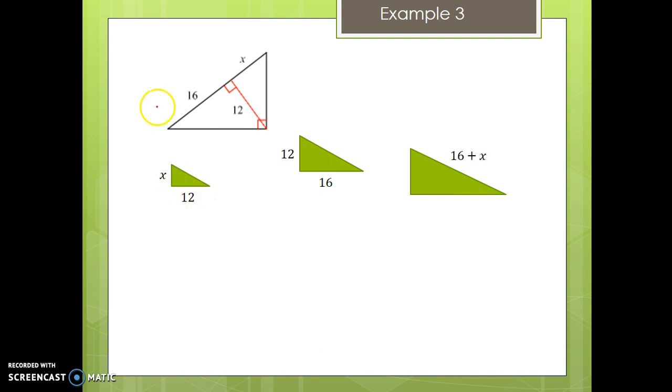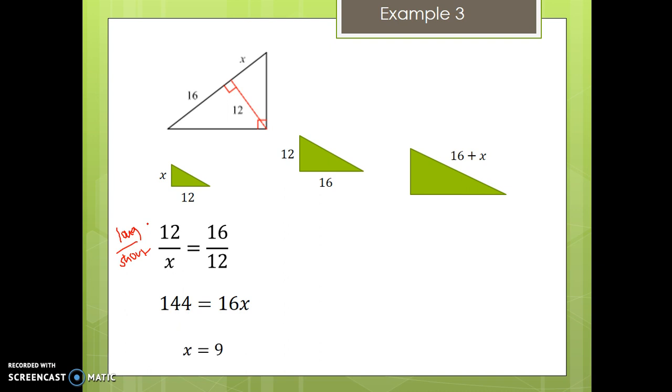I know both of my legs, short and long, so I need to set up a proportion. I did this as long over short. I'm going to cross multiply. I'm going to divide in this case because there was not an x squared, but I'm still getting x equals 9.